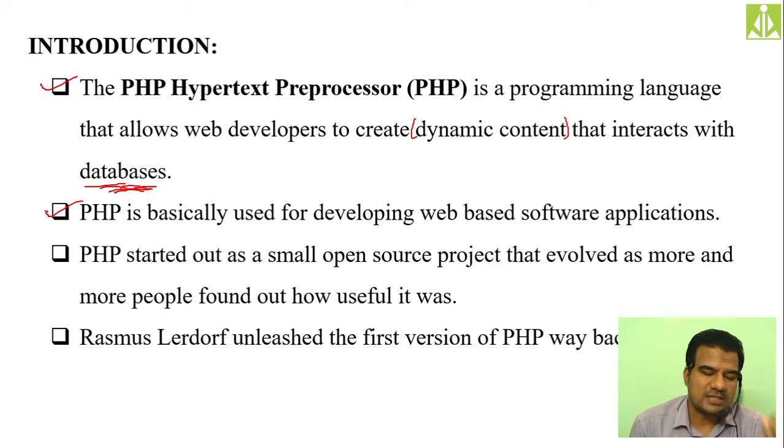Rasmus Lerdorf is the person who did the invention, we can say, of the first version of PHP way back in 1994. In the year 1994 he introduced this concept of PHP, and the name of that person is Rasmus Lerdorf. So this is something about the PHP introduction, the use, and the history of PHP, we can say.